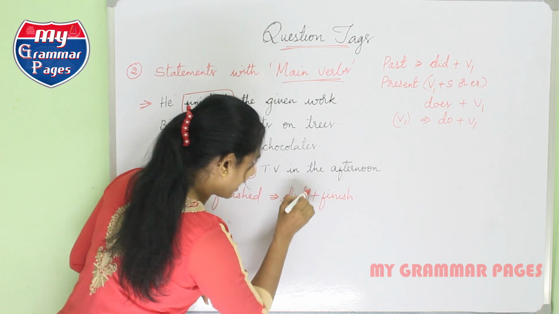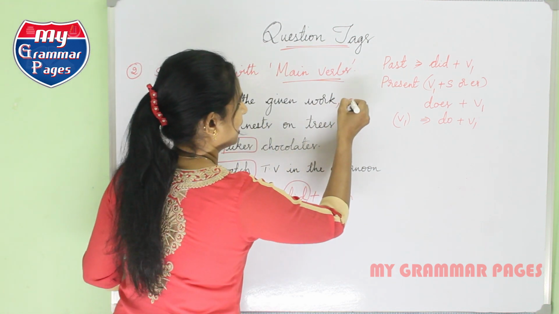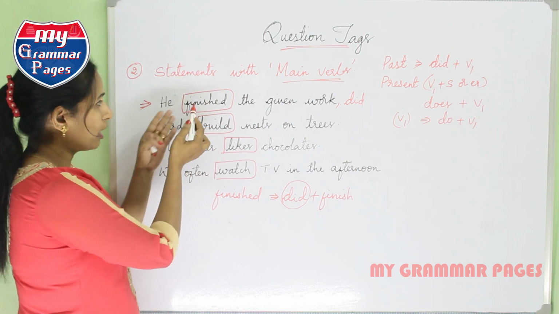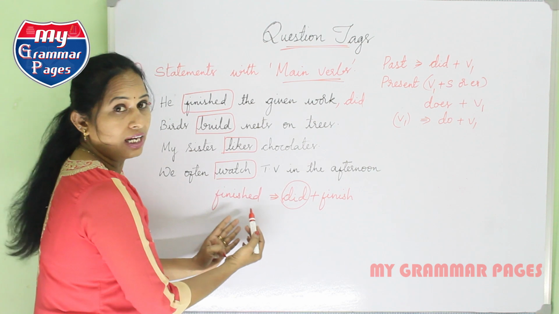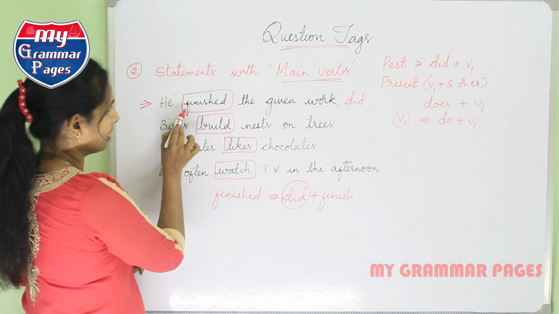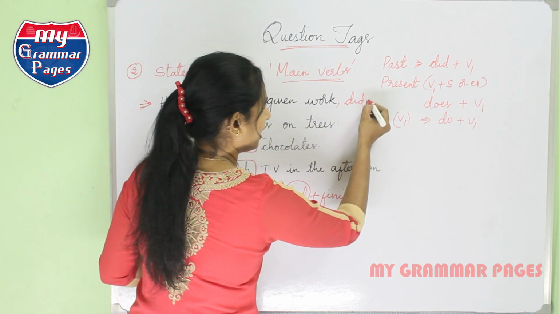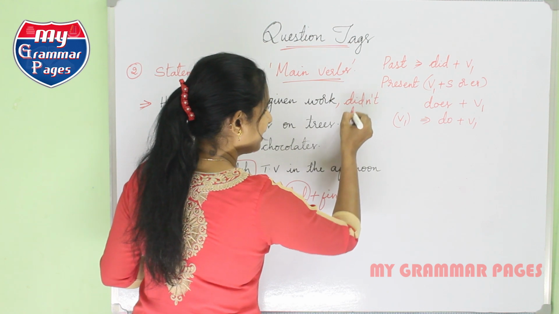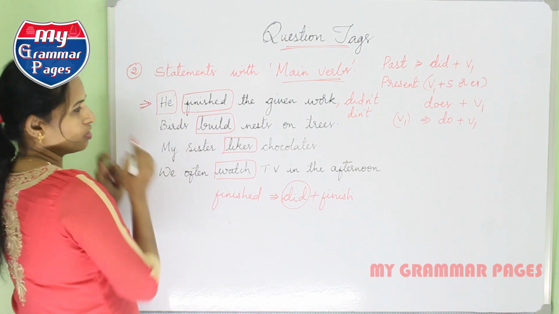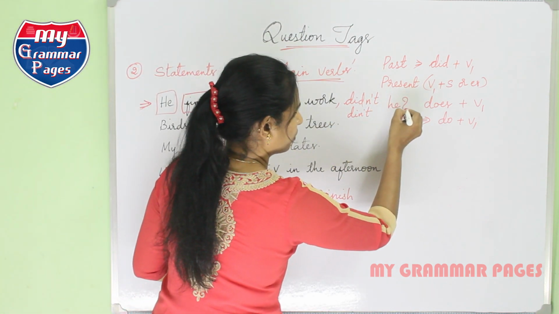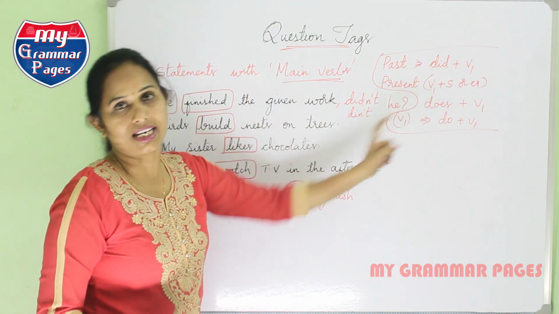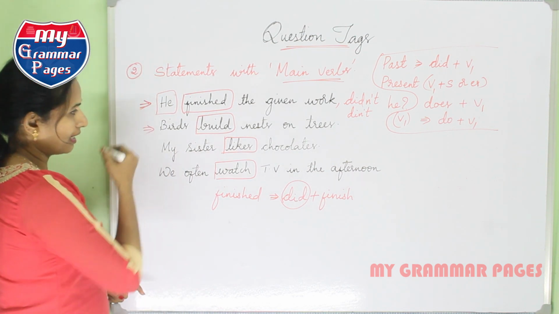Now we are going to take this word here, did. We are not going to take the main verb. We are going to split this main verb into a helping verb along with the base form of the verb. Now we take the helping verb, and this is a positive statement. I am making it negative. Instead of writing did not, you can write didn't. And here we already have a personal pronoun, so I am taking the personal pronoun. Yes, the answer is didn't he.